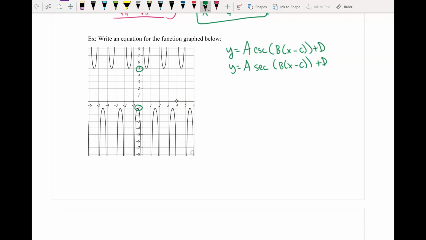So what would be midway between both of them? So midway would be 2, right? Because it's a 6. This would be 4. Midway would be around 2. So here is the midline. This is the midline.